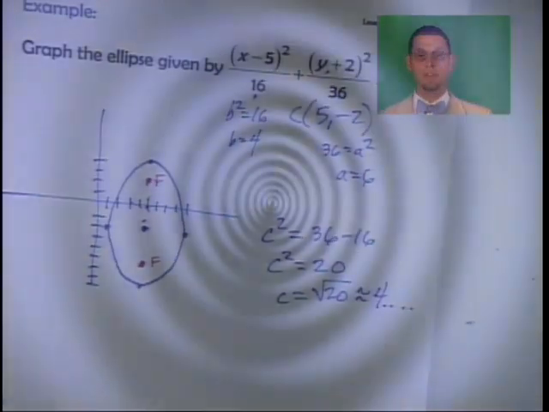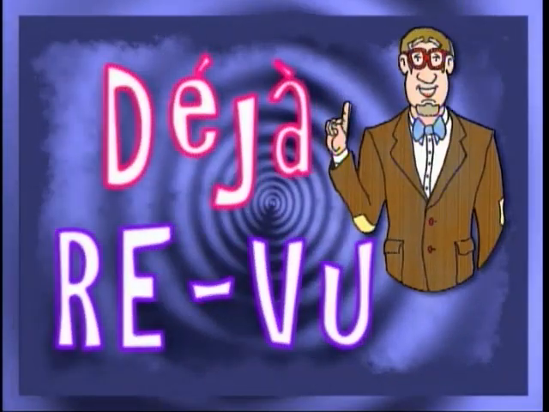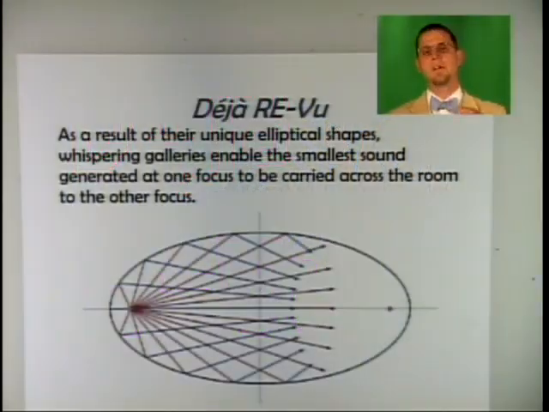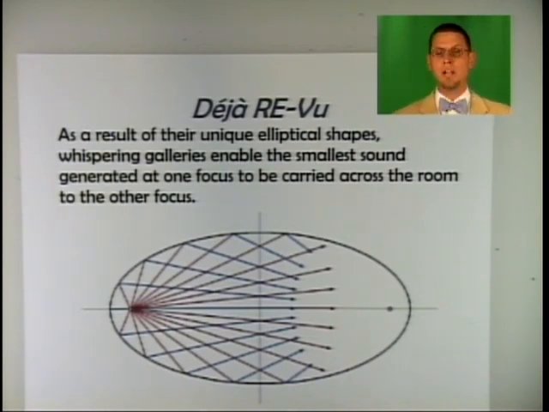Which brings us to Deja Review. Remember I told you that the foci have some very important properties associated with them, not just by way of the locus definition. And it's a reflective property. Now every single conic has a unique reflective property. Here's what the ellipse's reflective property is.